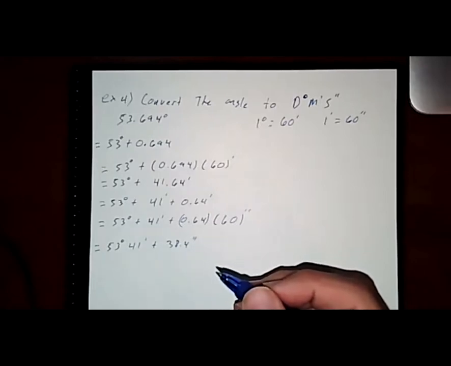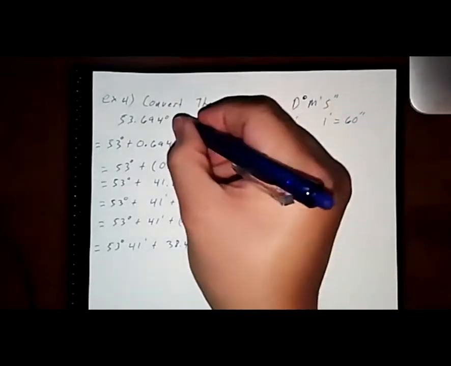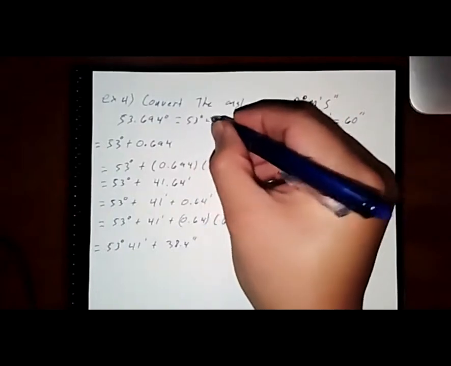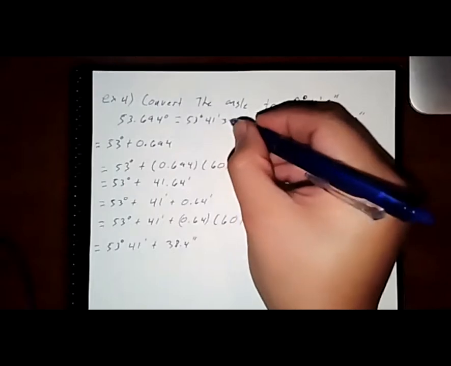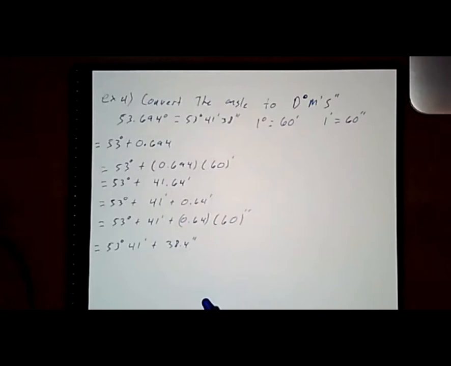At this point, you just stop and say, I don't need this little decimal part. Just cut it off. So the final answer will be 53 degrees, 41 minutes, 38 seconds. We have a 0.4. If it goes over, let's say 0.5, we'd round to 39. Just round up. That's right. Good question.